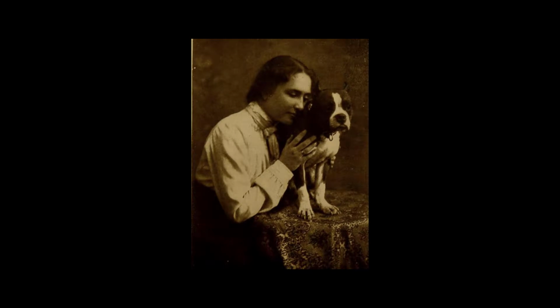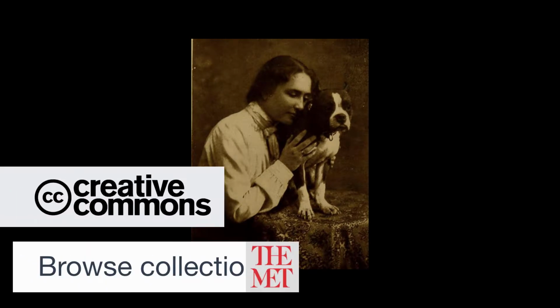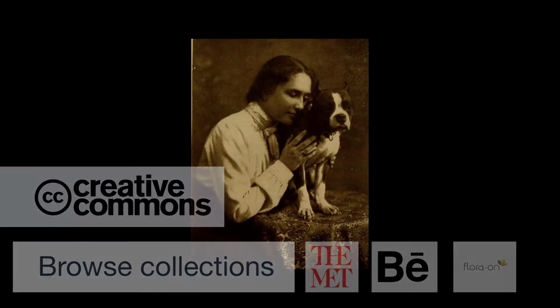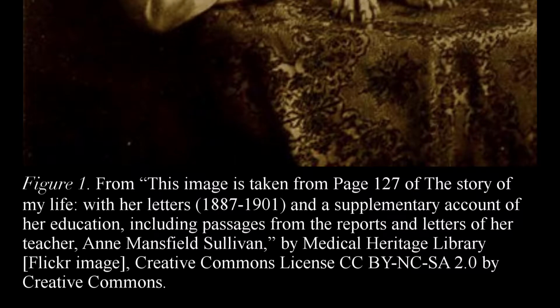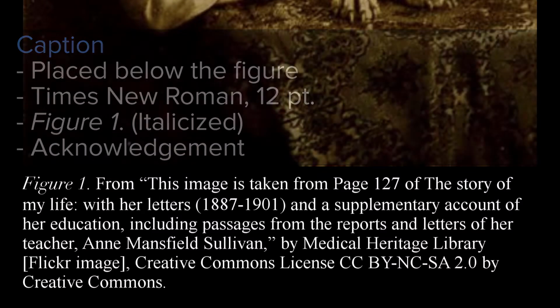Let's look at an example from a photograph we found in creativecommons.org, in which you can search or browse for open and free material. In this example, we'll simply cite an outside source. The caption is placed below the figure. Times New Roman 12-point font is applied. Figure 1 is italicized following a period, and then the acknowledgement is added.